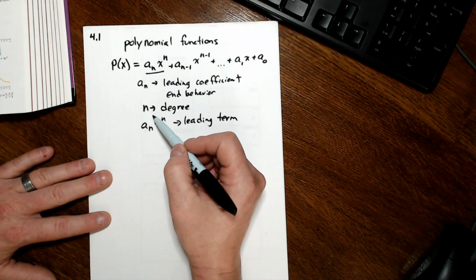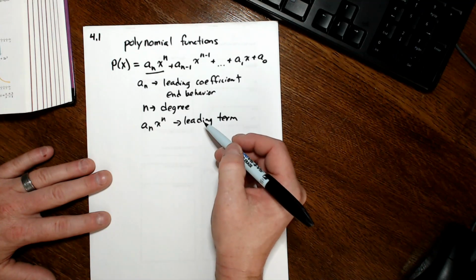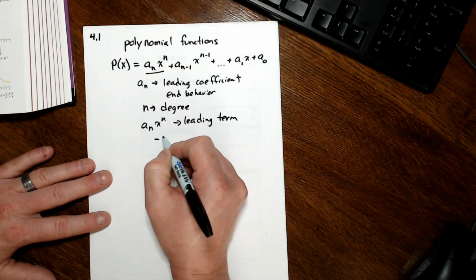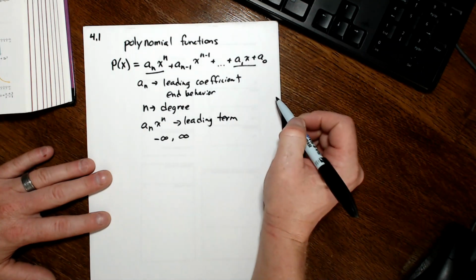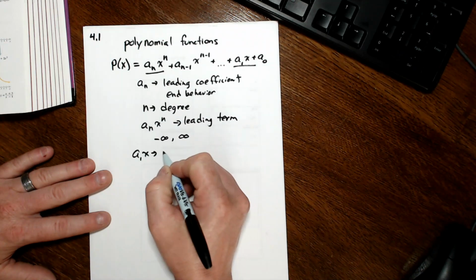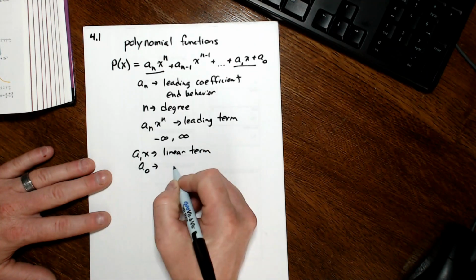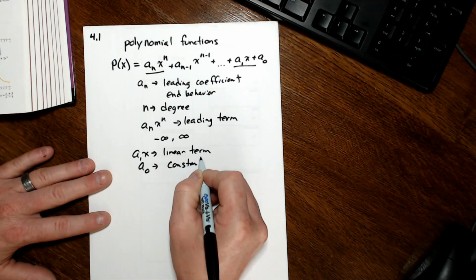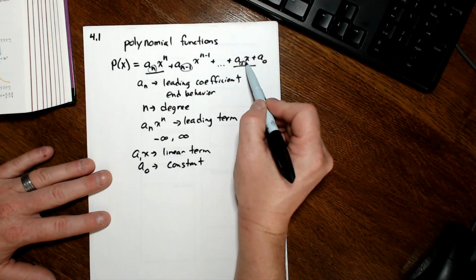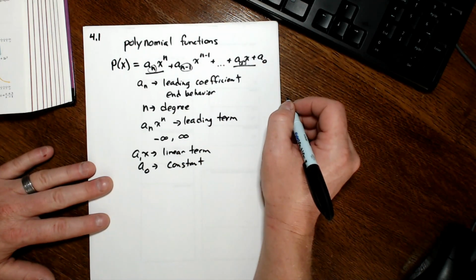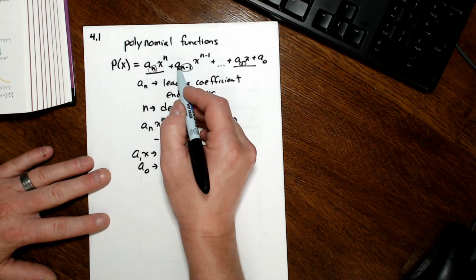And together with the degree, the leading term, and the leading coefficient, that tells us a lot about what happens to our polynomial as we go to negative infinity and positive infinity. A sub 1 x is known as the linear term, and a sub 0 is known as the constant term. These values that we have here, this n minus 1, and 1, you won't actually see those when you write the polynomial. These are just identifiers to say that a sub n is different from a sub n minus 1.